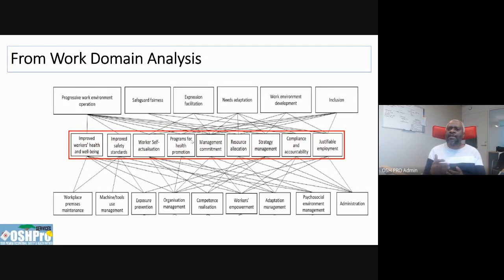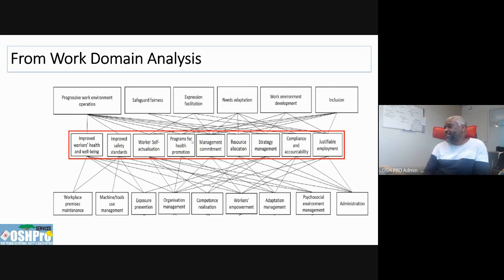I have improved workers' health and well-being, improved safety standards, workers' self-actualization. There are programs for health promotion. There's management commitment on all aspects. There are resources allocated for different needs for the occupational safety and health. There's a strategy and strategy management that states how things should be done and how different goals should be attained.